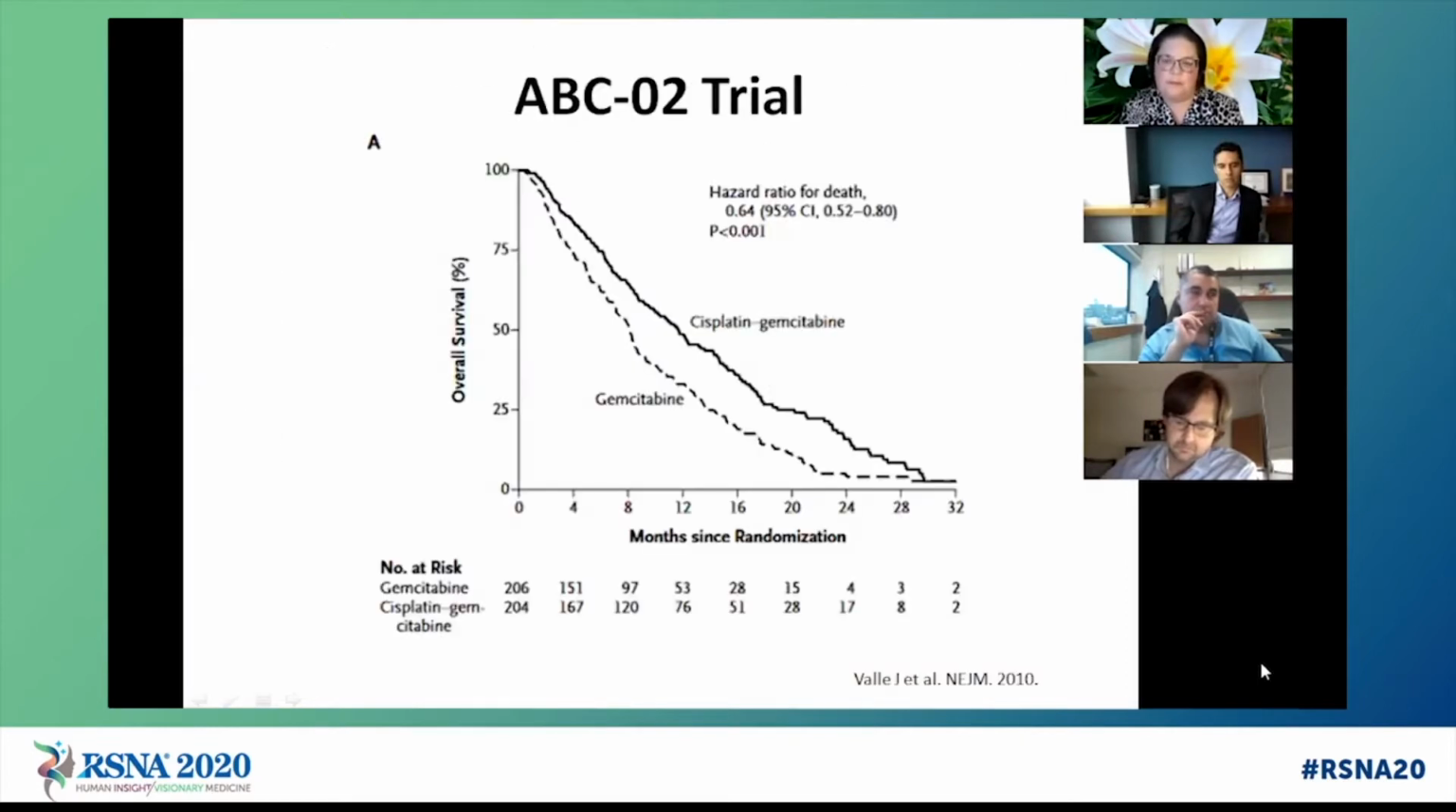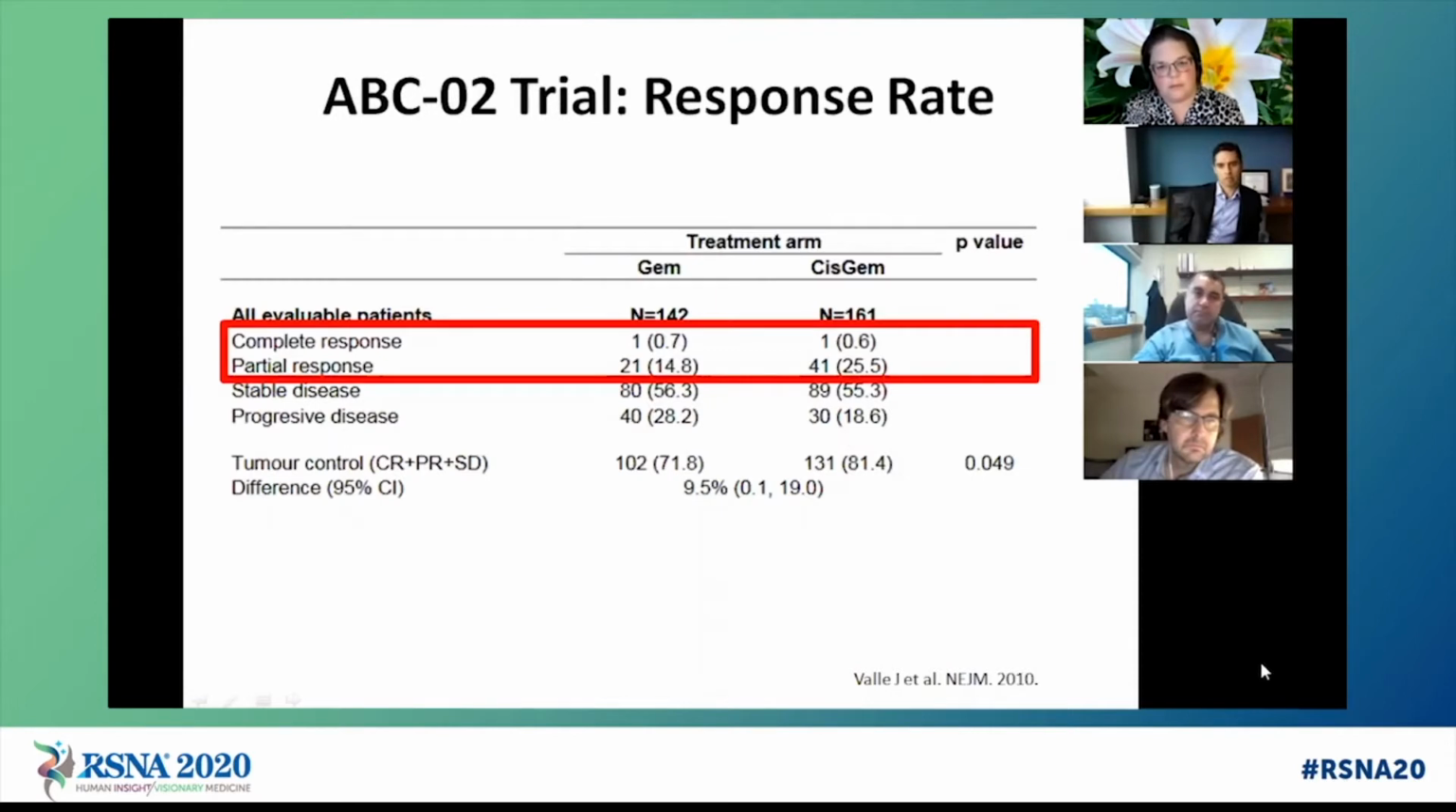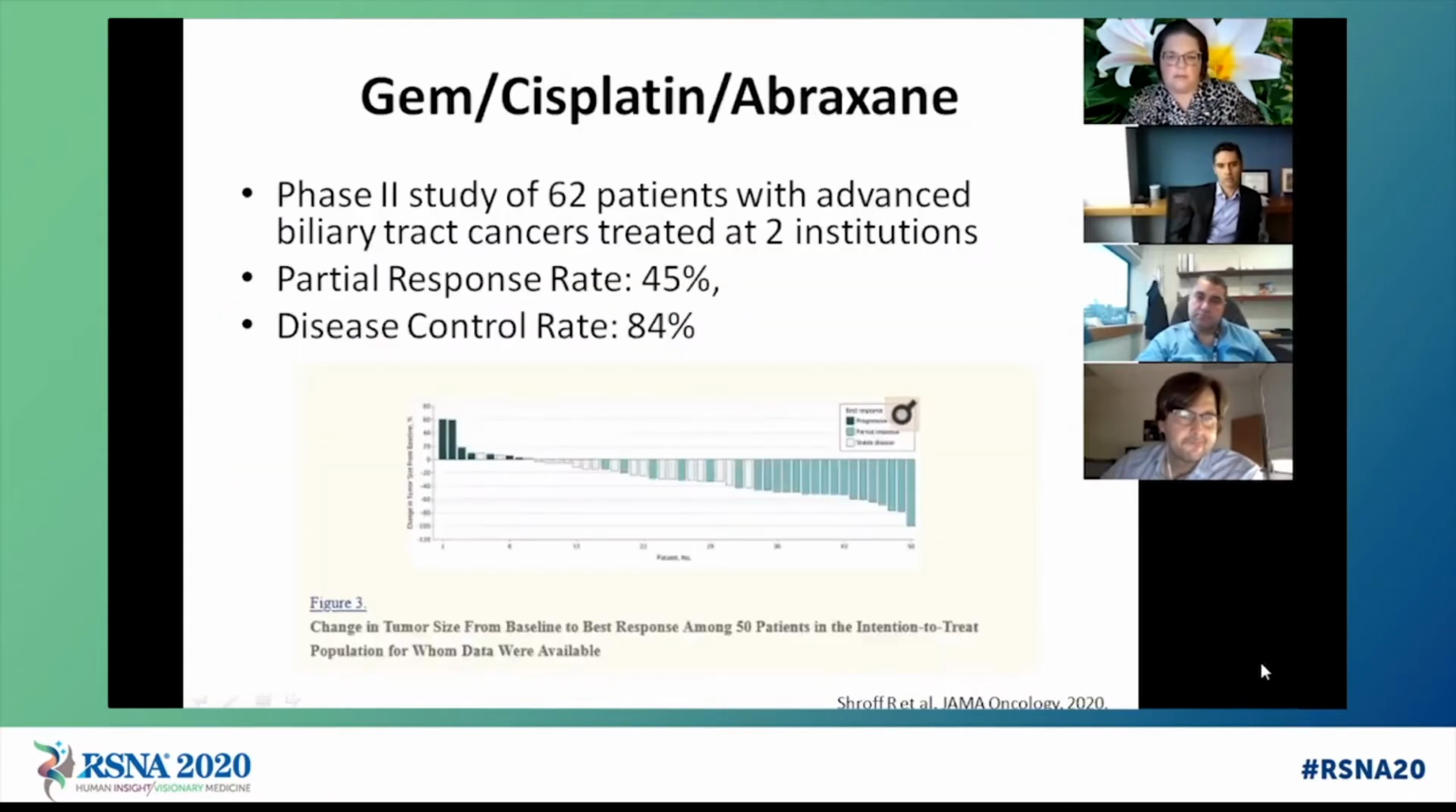Okay, perfect. So this is just some of the chemotherapy data, the ABC-02 trial that established Gem-Cis over gemcitabine, an improvement in overall survival. And you can see these are the response rates of about 26%. And then this is the more recent data with Gem-Cis Abraxane published by Dr. Schroff at JAMA Oncology earlier this year, with a partial response rate of 45% and a disease control rate of 84%. So I think for good performance status patients, this is what people are considering.